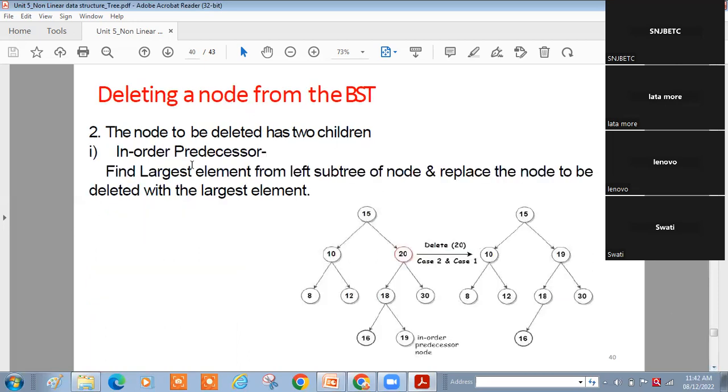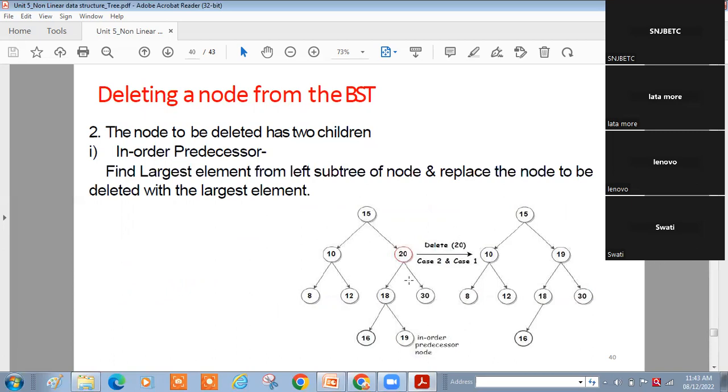So in order predecessor means what I have to do? I have to find the largest element from that subtree. Here you can observe this diagram. Here is your 15. For 15 the key element given is 20, which means you have to delete 20. 20 has 2 child nodes, 18 and 30.